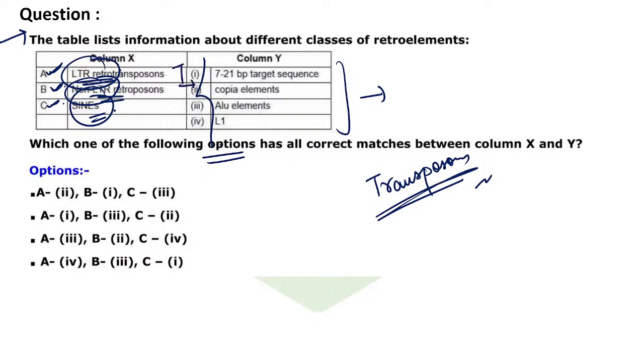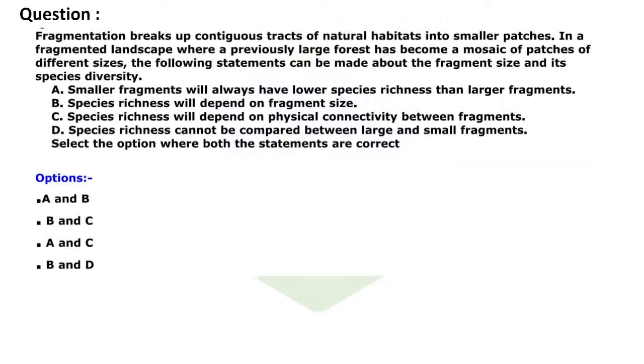LTR transposons include the copia element. Then you have non-LTR retrotransposons, which include 7 to 21 base pairs. And then you have SINE, which includes the Alu element. So A is the correct answer for this particular question. Easy, simple, and basic question.